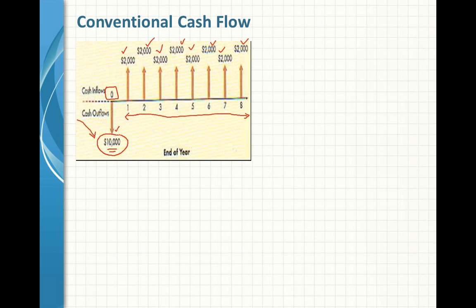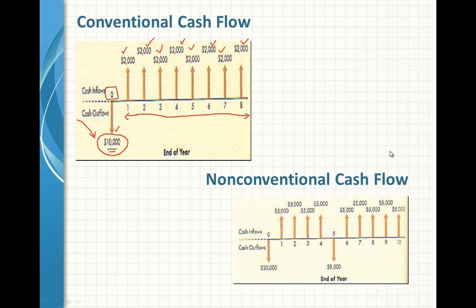So there is one outflow and many inflows. But in the case of non-conventional cash flows, you will have some outflows in between during the project. See, here in my example, you have an outflow in the year beginning, that is zero. Zero means year beginning, and $8,000 in the fifth year also. In the fifth year, you got it repaired or the license is renewed, etc. Therefore, you have an outflow again.